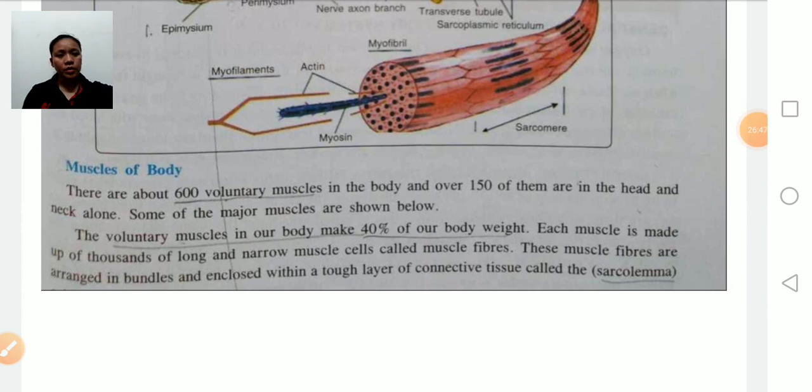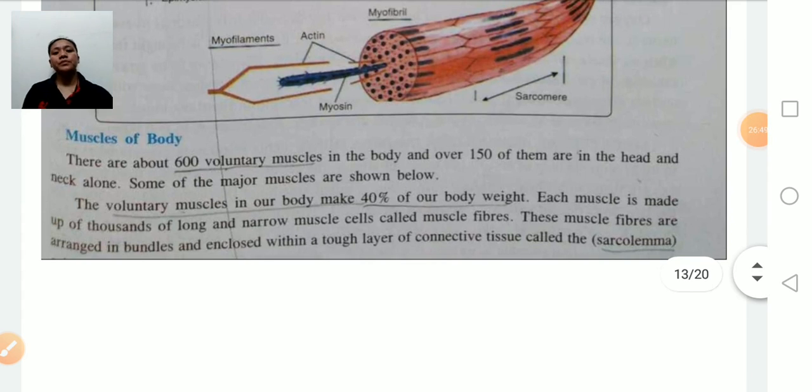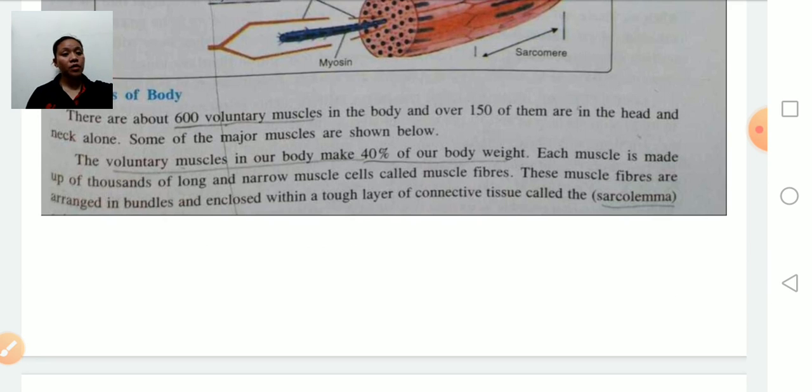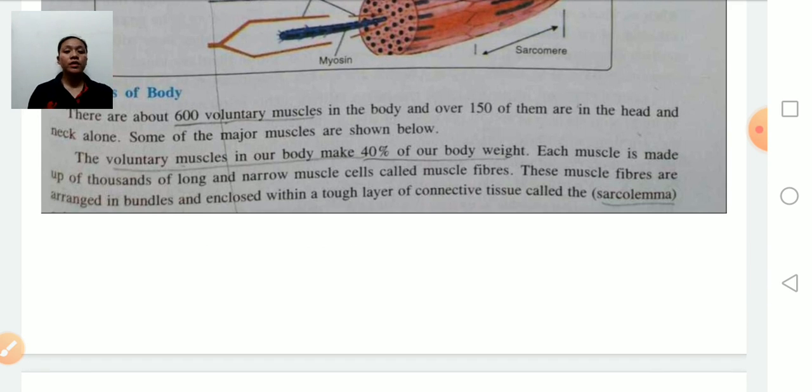muscle of the body. In our body, there are about 600 voluntary muscles, and over 150 of them are in the head and neck alone. Some of the major muscles are shown below. About 40% of our body weight is voluntary muscle.